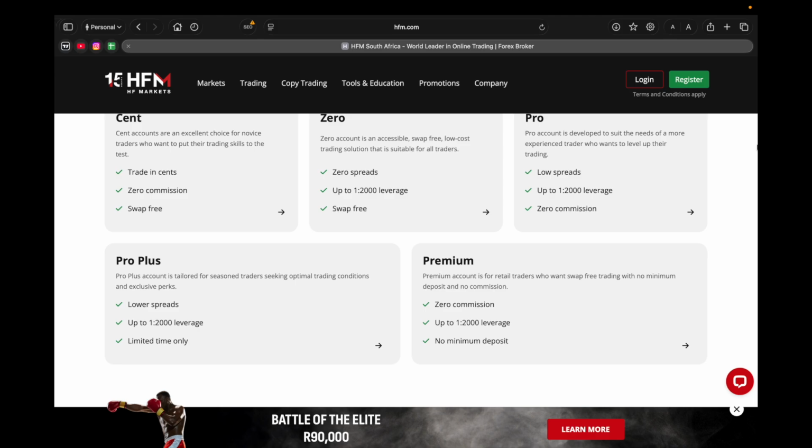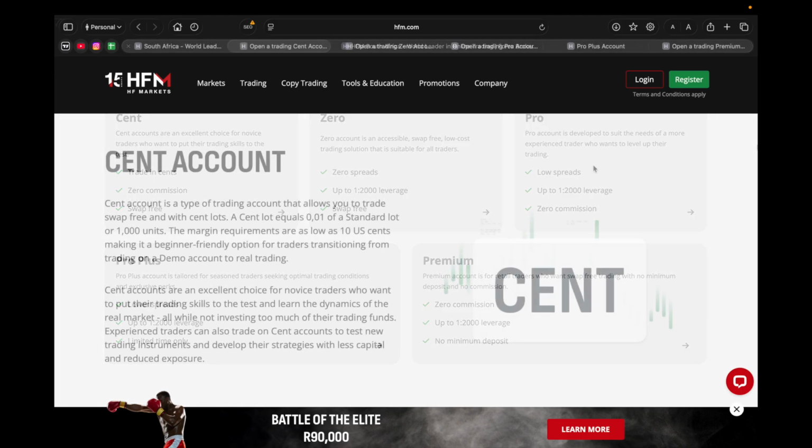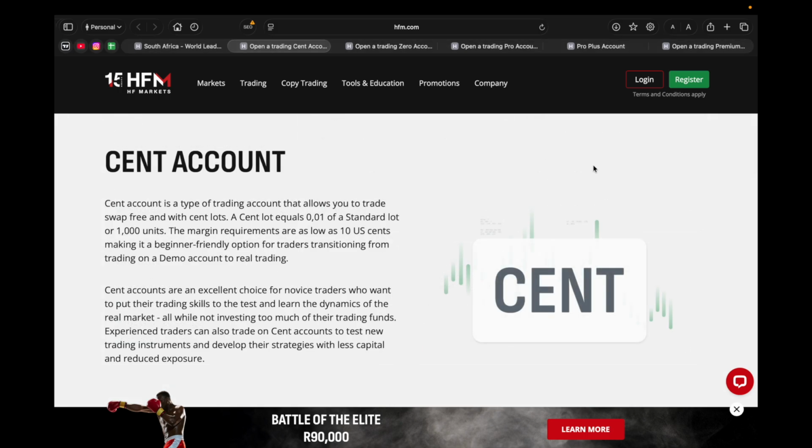So let's go through every account so that you can make the correct decision on which one is going to suit your trading style the best. So here we have the Cent account. The Cent account is a type of trading account that allows you to trade swap-free with cent lots. A cent lot equals 0.01 of a standard lot or 1,000 units. The margin requirements are as low as 10 US cents, making it a beginner-friendly option for traders transitioning from trading on a demo account to real trading.